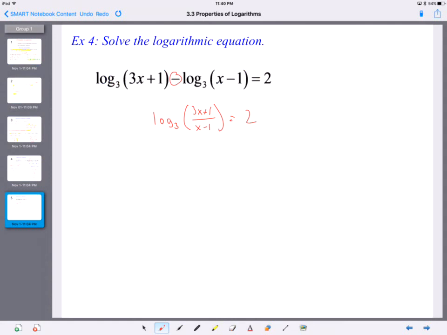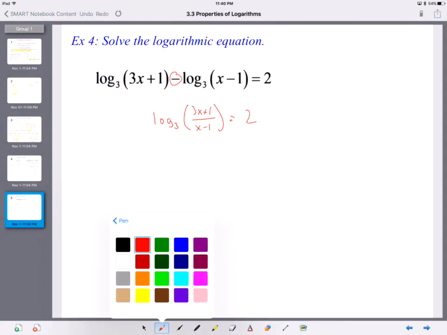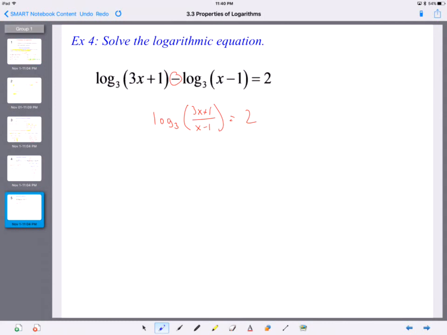Well, now we're going to solve this one the same way, but you're going to see something a little different. To undo log base 3, we're going to do 3 raised to log base 3 and 3 raised to the second power. So it cancels here, and you're left with 3x plus 1 over x minus 1 is equal to 3 to the second power, and that's 9. So instead of the right hand side canceling a logarithm, it's just 3 raised to the second power. And then now you're back to solving.